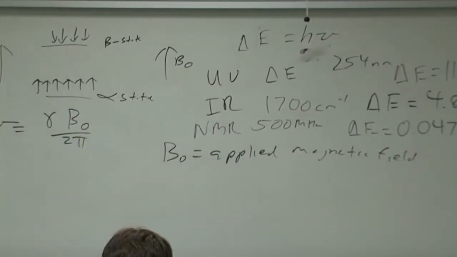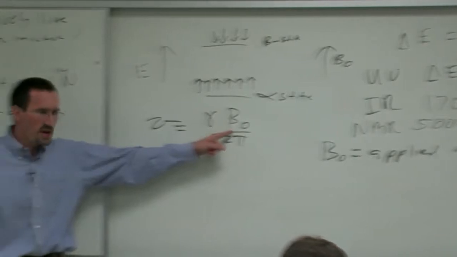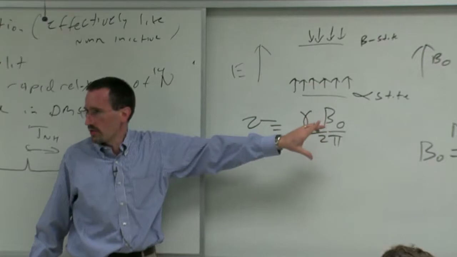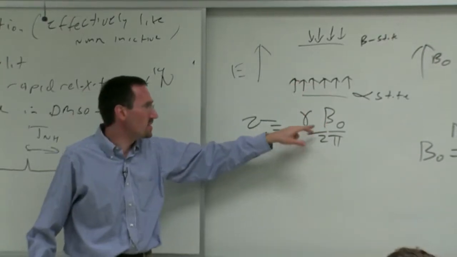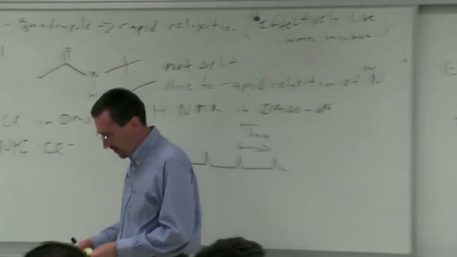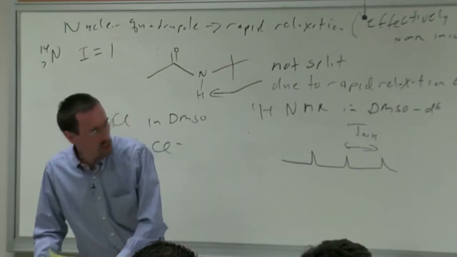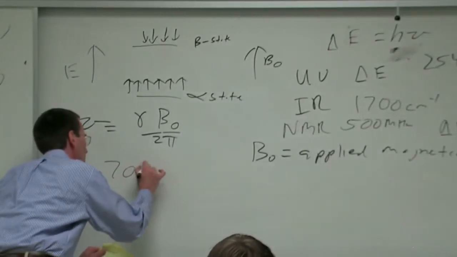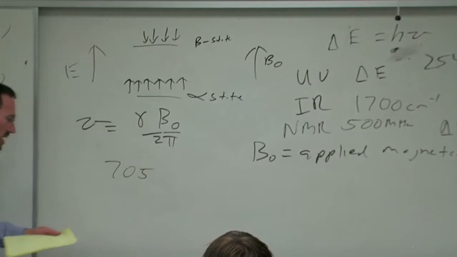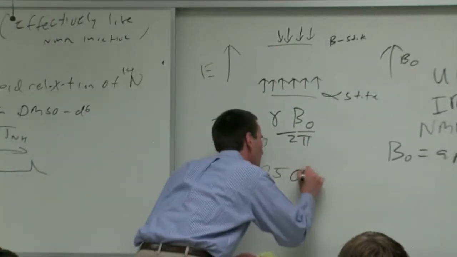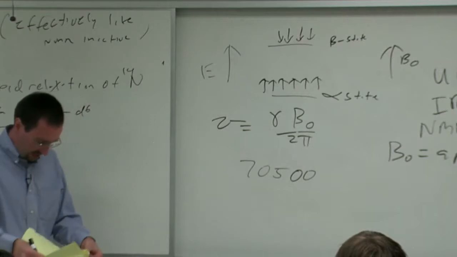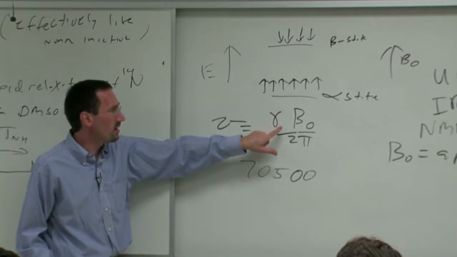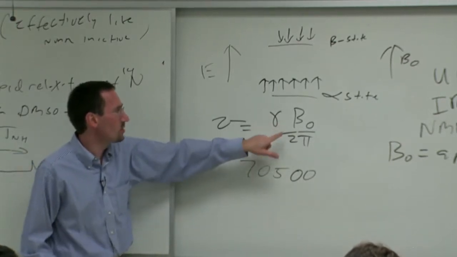So if you look at this, you say, oh, well, this kind of makes sense. Bigger applied magnetic field means bigger difference in energy, right? Delta E equals h times gamma B naught over 2 pi. What does that mean? There's a linear proportionality. So if I just go ahead and plug into this equation, I'll come back to gamma in a second.